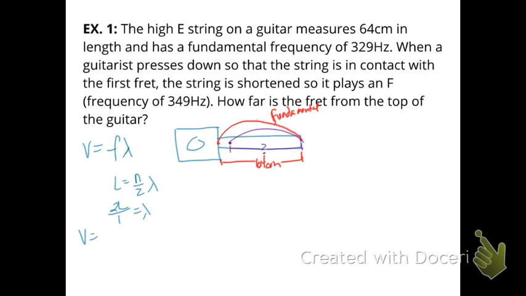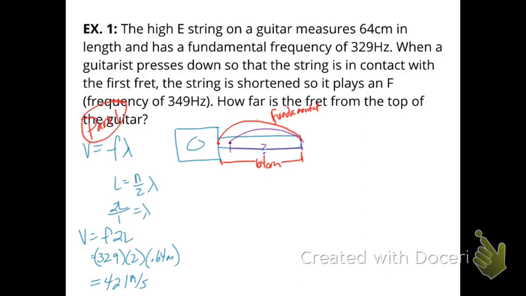So that means the velocity here is going to be frequency times 2L. There's a frequency of 329 hertz times 2 times our length. I'm going to convert this to meters, 0.64 meters. I do that, and we end up with 421 meters per second. Okay, there's our part 1. 421. Yep.